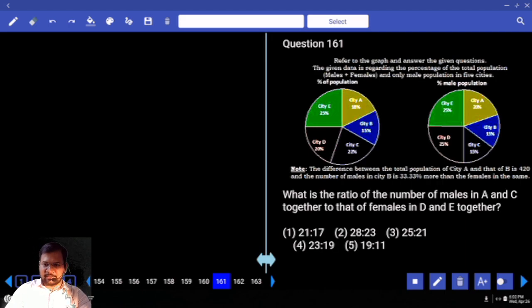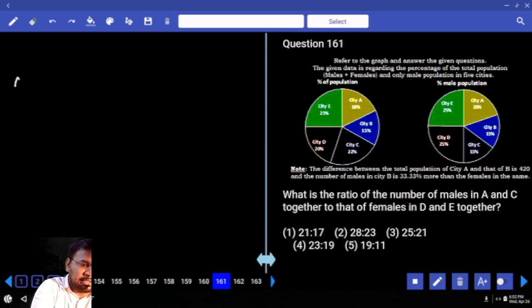So, clerk mains, questions 161 to 165 or 166. They've given pie charts. Refer to the graph and answer the given questions. The given data is regarding the percentage of the total population of males and females, and only the male population, in 5 cities. In one chart they've given total male plus female, and in another chart they've given only males. If you subtract male from total, then you will get female also.